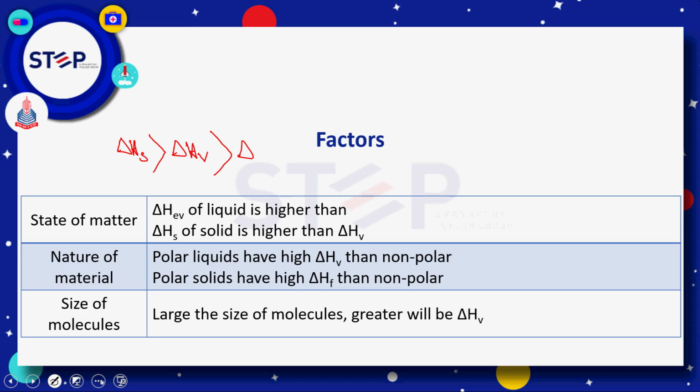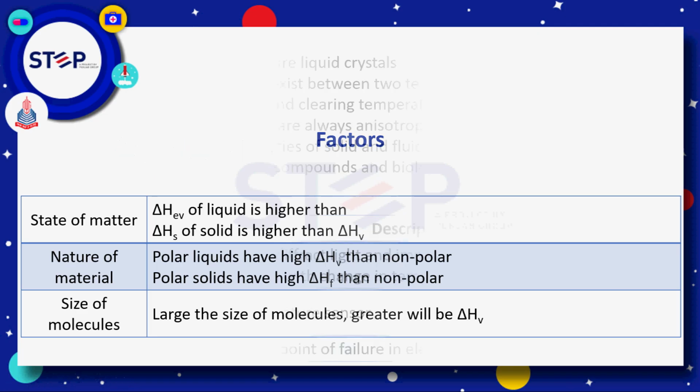In enthalpy of fusion, a very small amount is required because it is a small change. So enthalpy of sublimation has greater value as compared to enthalpy of vaporization, and enthalpy of fusion has less value because it is a small change. That is the order of enthalpy change. Larger the size of molecule, greater will be the enthalpy of vaporization.